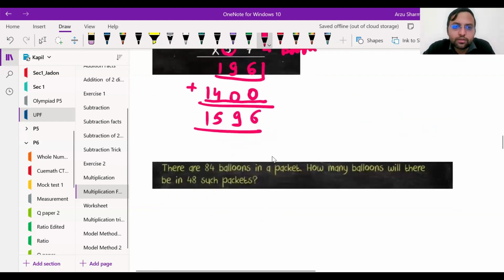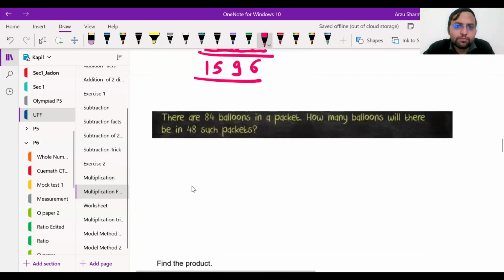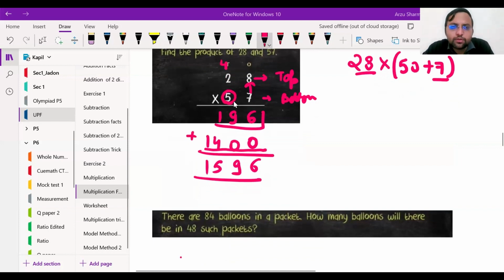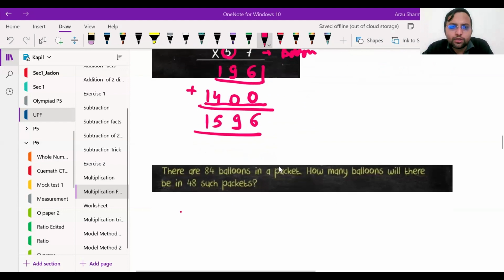Fine. Now try this word problem. Quickly. 1400. Yeah, 28 times 50 is 1400. Now solve this. There are 84 balloons in a packet.